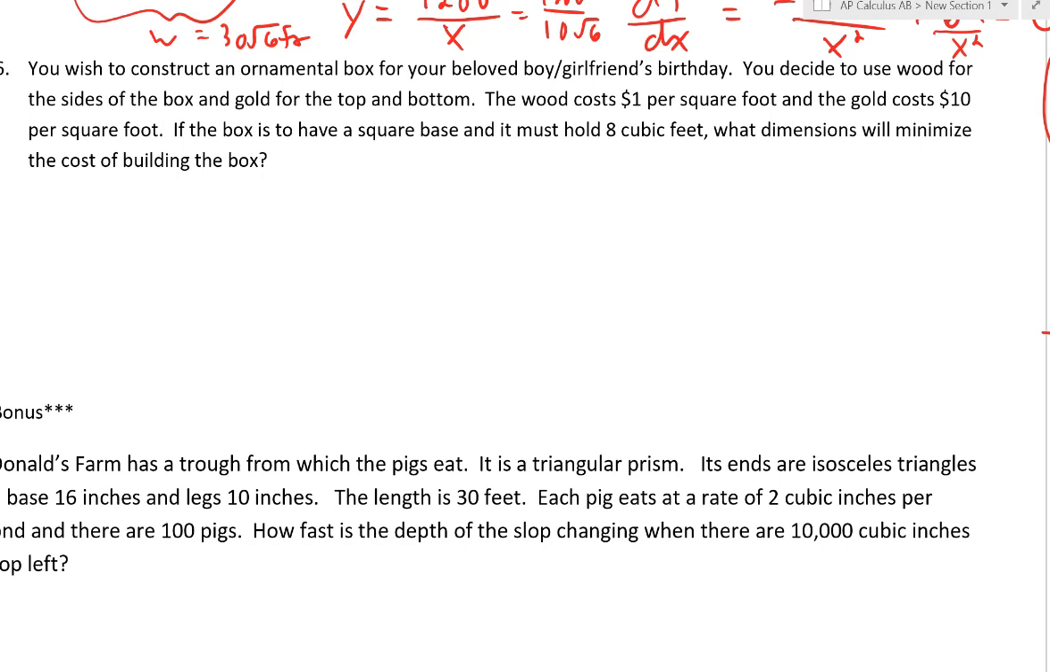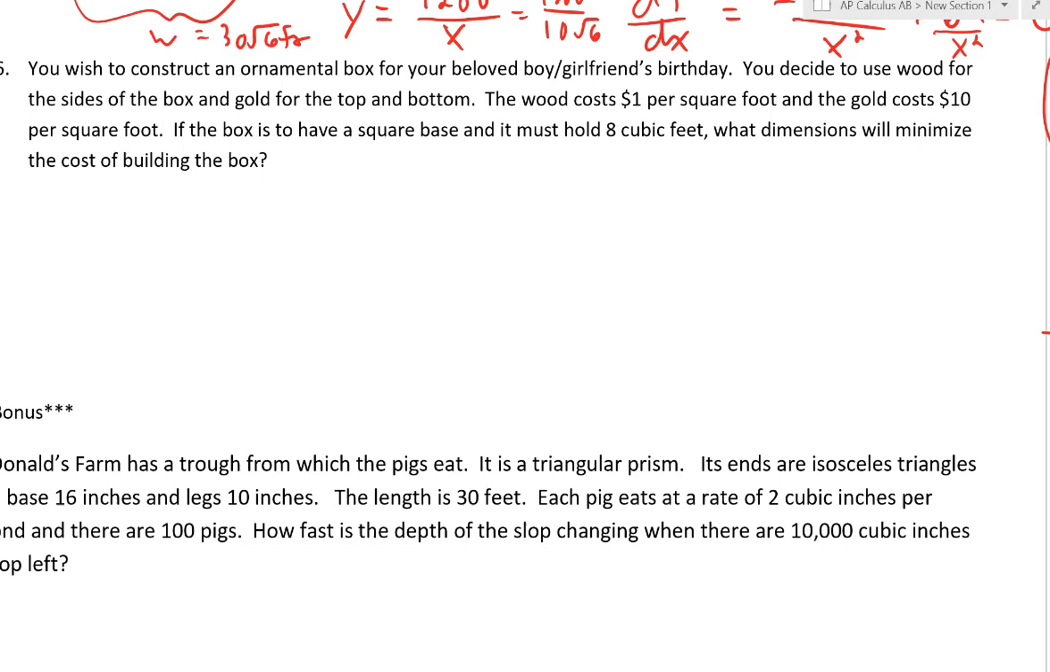Okay, so for number 6, we're trying to create a box that has the minimum cost. So we need an equation for the cost, and we need to derive it to find the minimum. So to begin, we're going to draw the box. We're going to use wood for the sides and gold for the top and bottom. Doesn't really matter too much right now.